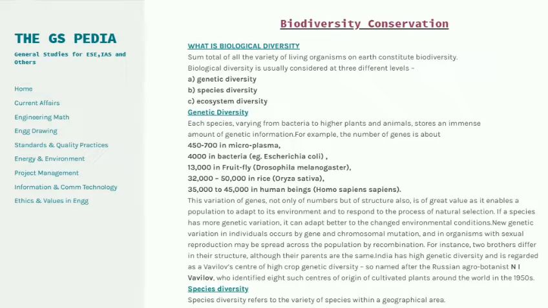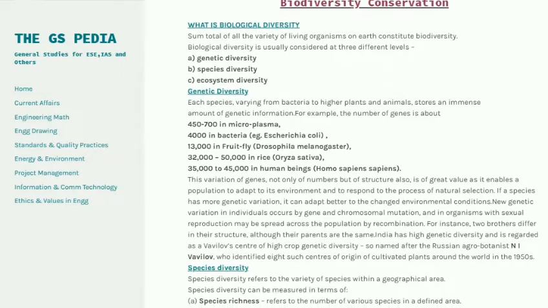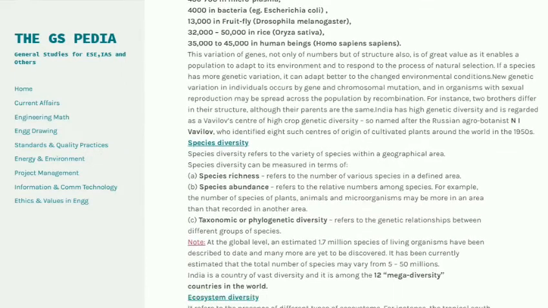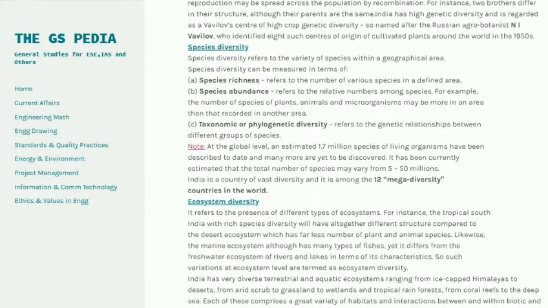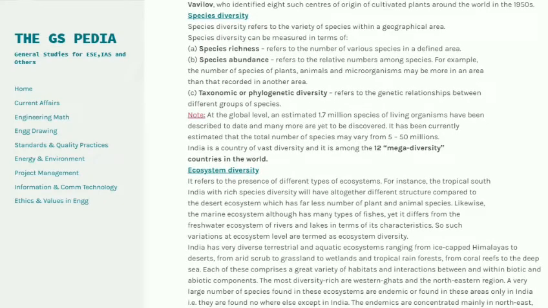India has high genetic diversity and is regarded as a Vavilovian center of high crop genetic diversity, so named after the Russian agrobotanist N.I. Vavilov, who identified 8 such centers of origin of cultivated plants around the world in the 1950s. Species diversity. Species diversity refers to the variety of species within a geographical area.